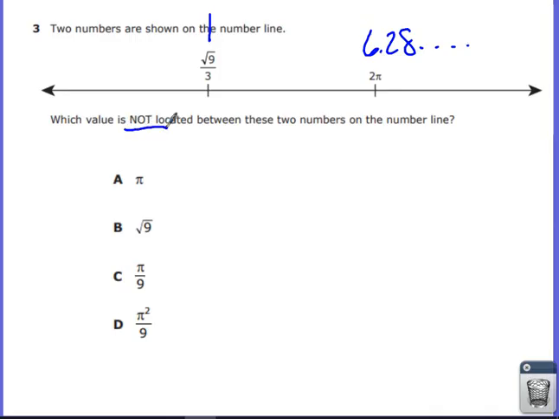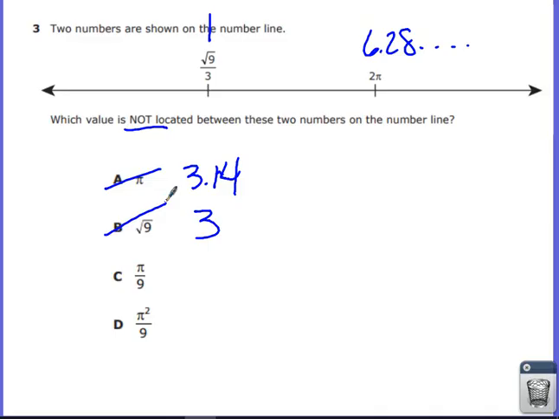So now we just start typing each of these values into the calculator. We know that pi is 3.14. Well, is 3 in between 1 and 6? Yes, it is. We're looking for the one that's not located, so we know that's not correct. B says the square root of 9. Well, we know the square root of 9 is 3, and 3 is also between 1 and 6. So we know that one's not it.